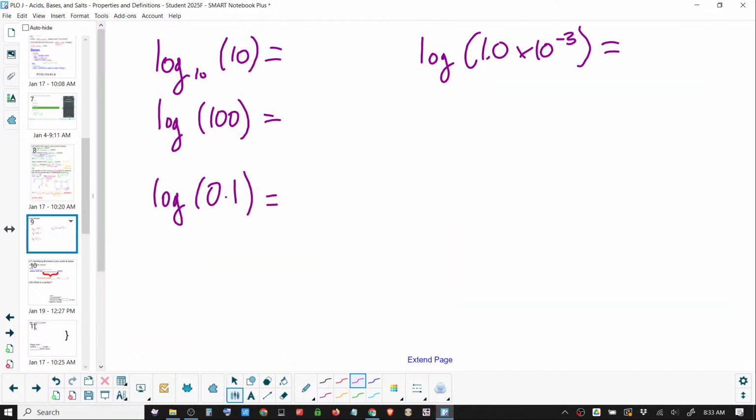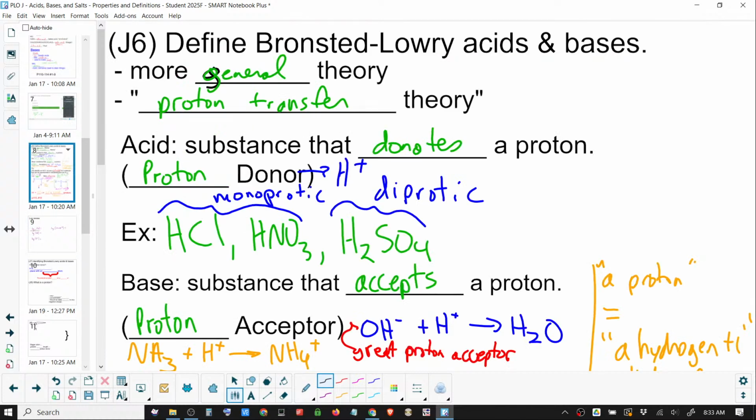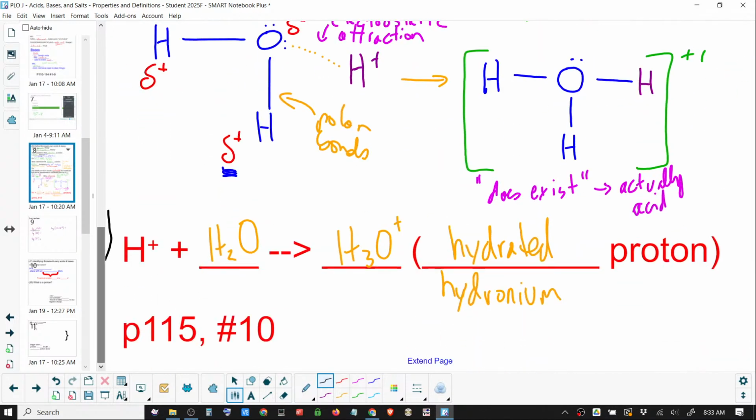If you want to get out your calculators, you can, but I'm going to ask you to put them away in a second. What is hydronium? Anybody not done with this? No, but what is that? Oh, that's H3O plus. Its name is hydronium. Oh, okay. Yeah, that's it.